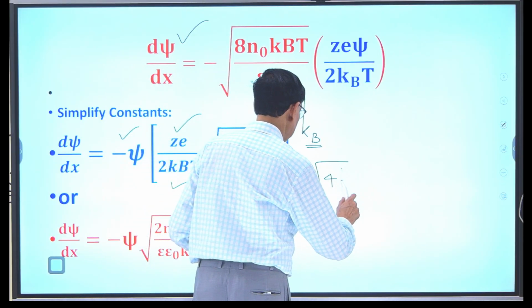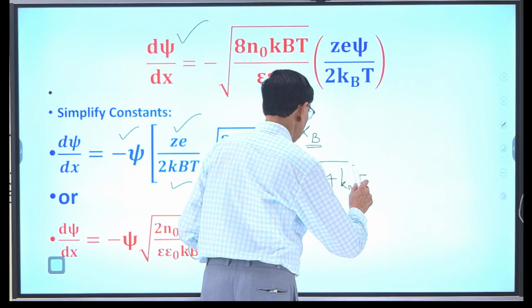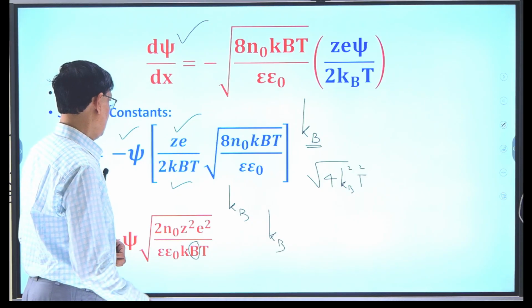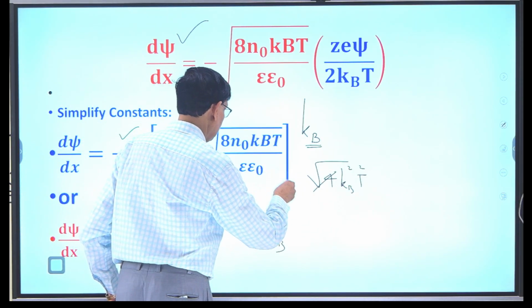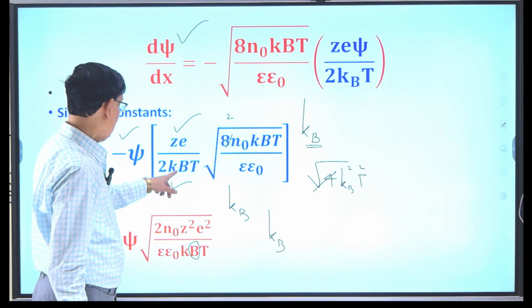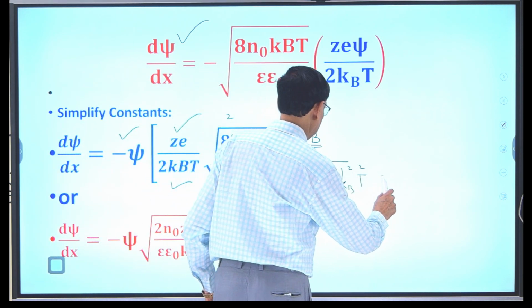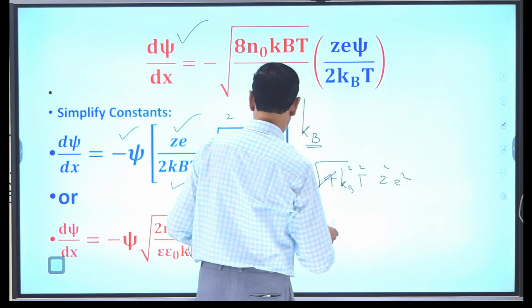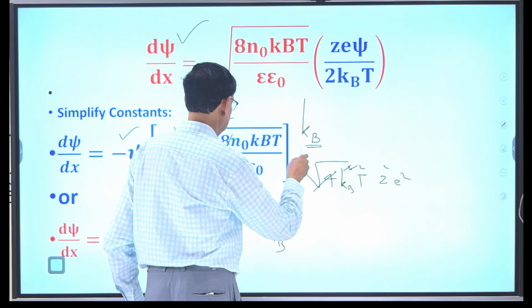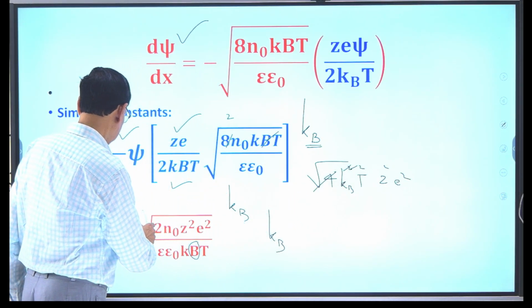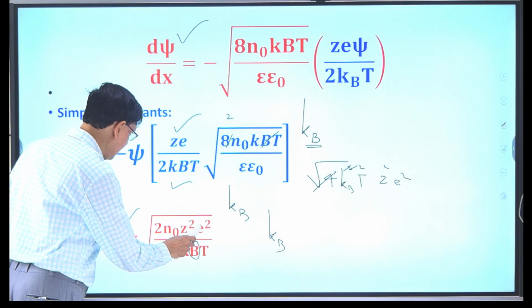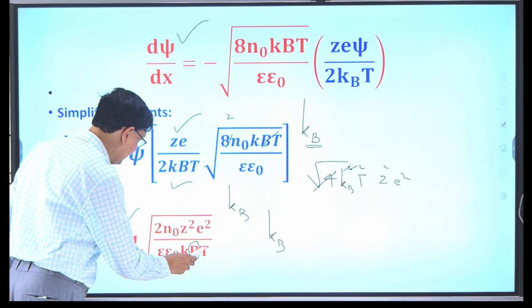k T, k B squared, B T squared. सो दिस 4 डिवाइडेड बाई 8 2, एंड z को भी अंदर लेंगे तो ये z squared एंड e squared. नाउ दिस k B 2 where this cancel. So what I am getting, minus sine 2n squared z squared e squared e0 kT.